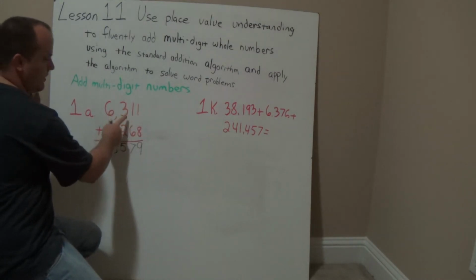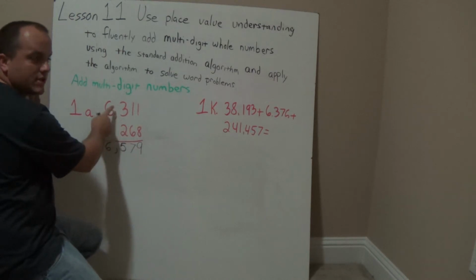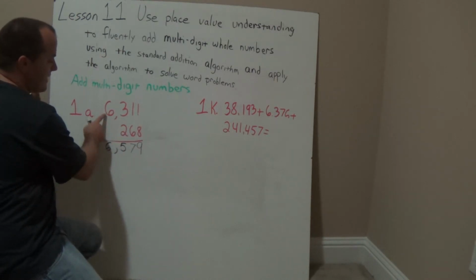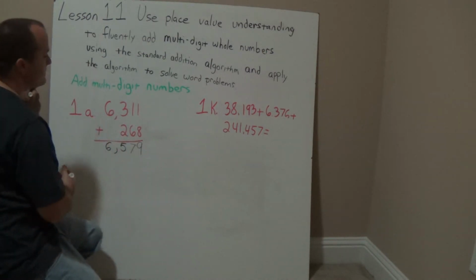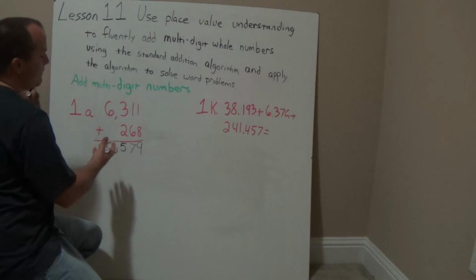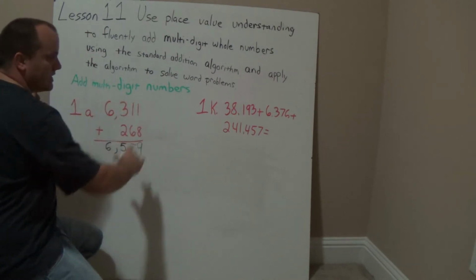My tens place, 1 plus 6 is 7. My hundreds place, 3 plus 2 is 5. And my thousands place, I just dropped my 6. Just like we usually solve addition problems, up and down vertically, and that way it'll help us add our multi-digit numbers.